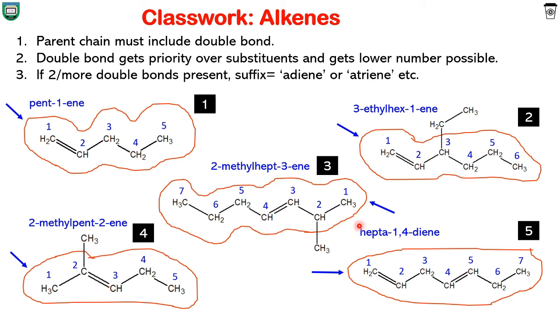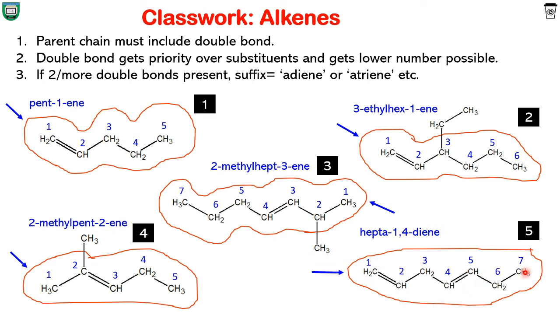In this molecule, we are numbering from right to left, not from left to right. If you start numbering from right to left, this carbon gets the lower number, and also this substituent. First name the substituents. At the second position we have methyl, 2-methyl. This has 7 carbon atoms, hept. And at the third position we have a double bond, 3-ene. For the fourth one, start numbering from left to right so that the substituent and double bond get lower numbers. So at the second position we have methyl, 2-methyl, 5 carbon atoms, pent, second position double bond, 2-ene.